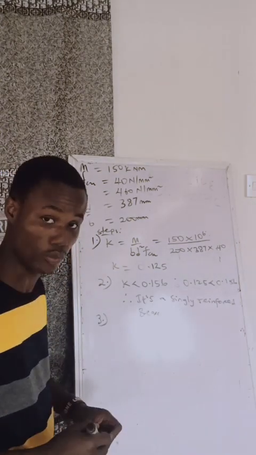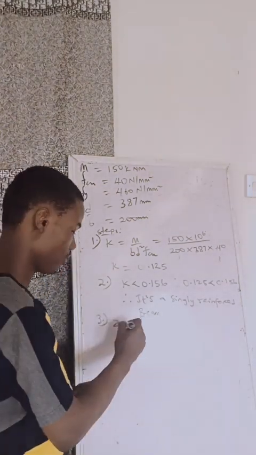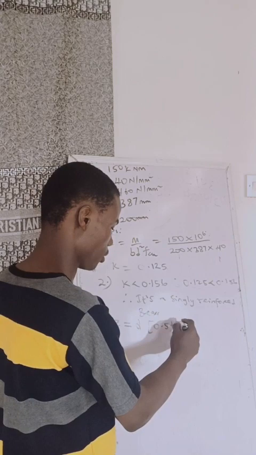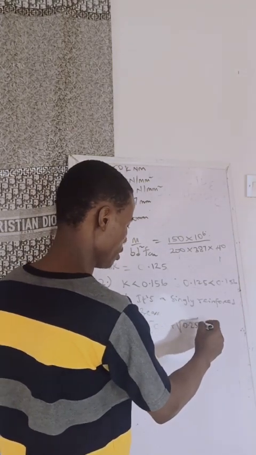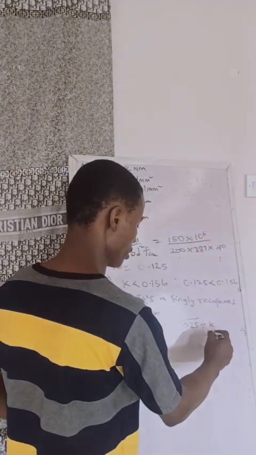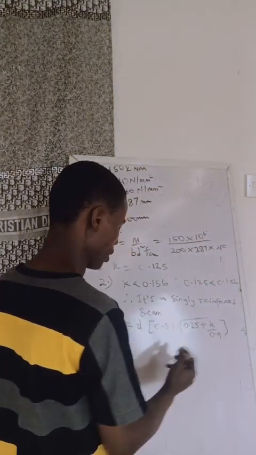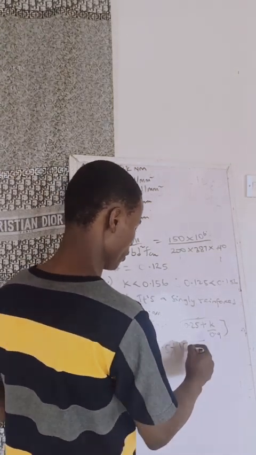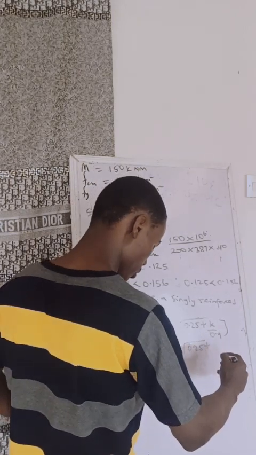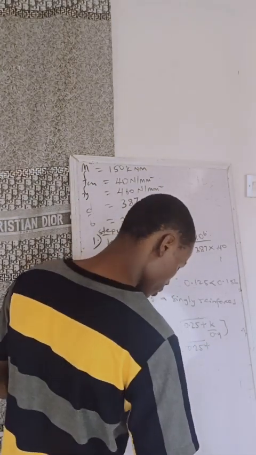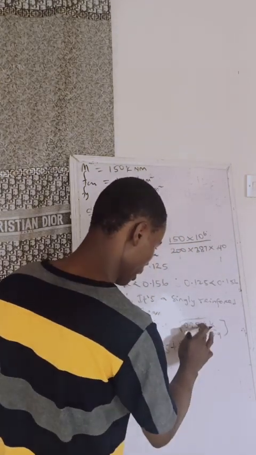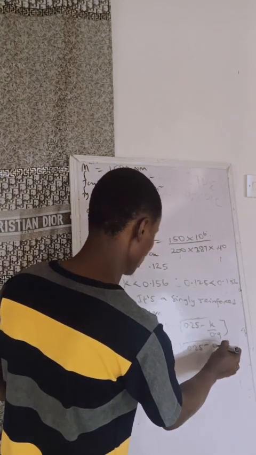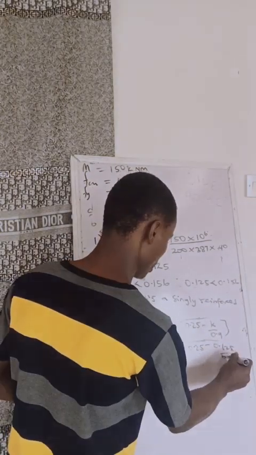Step 3 is to find your z, which is your lever arm. The formula for z, based on what I gave you earlier, is d into bracket 0.5 plus square root of 0.25 minus K over 0.9, sorry about that, minus. So we are going to apply our K there: d into bracket 0.5 plus square root of 0.25 minus 0.125 all over 0.9.